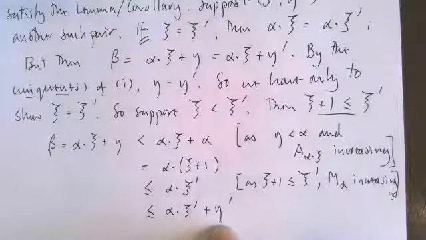But in any case, even if it's 0, I've got a contradiction because xi prime and eta prime were also supposed to work and give me beta. But now I've got beta less than beta. So this is a contradiction. So this supposition here is wrong, and xi equals xi prime. And that finishes that corollary.